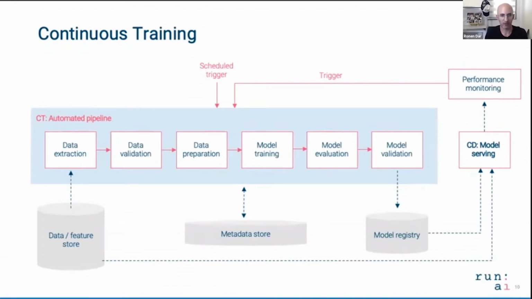Continuous retraining models in production requires the automation of a pipeline that extracts and prepares new data, validates it, trains the model on the new data, and then evaluates and tests the performance of the new model before moving it to deployment. Automating the entire process requires the orchestration of complex pipelines and the automation of compute provisioning and data management.